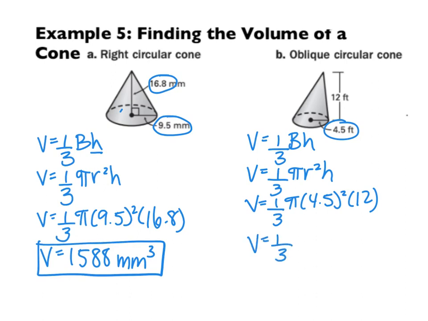So you just need to put all of that into the calculator, and you'll get the volume of the cone being 81 pi, or about 254 cubic feet. So they both work the same way. They're pretty simple given the formulas.